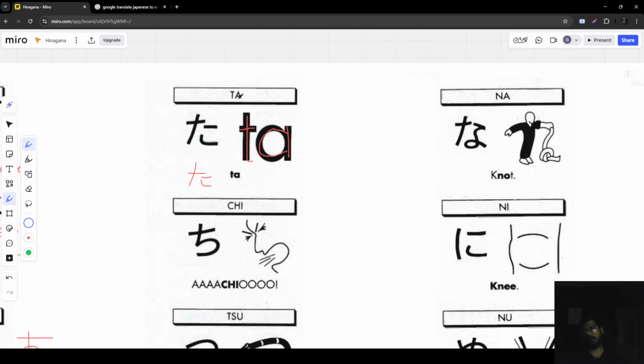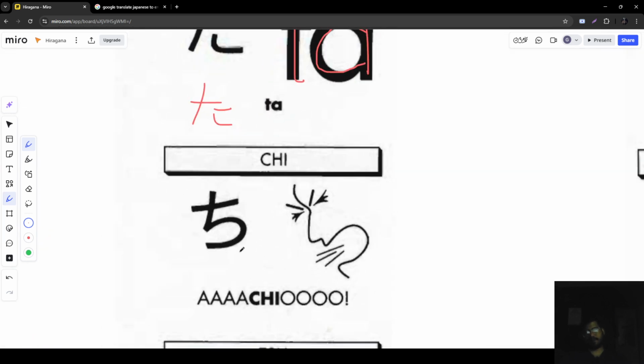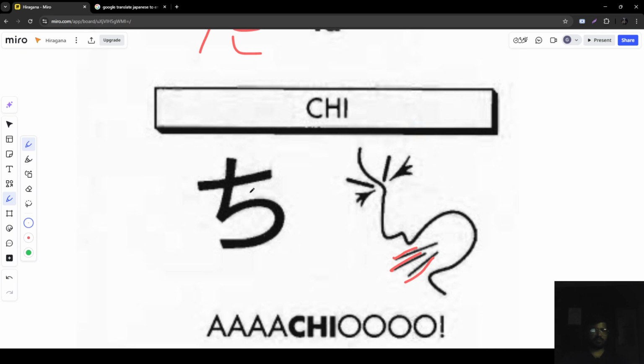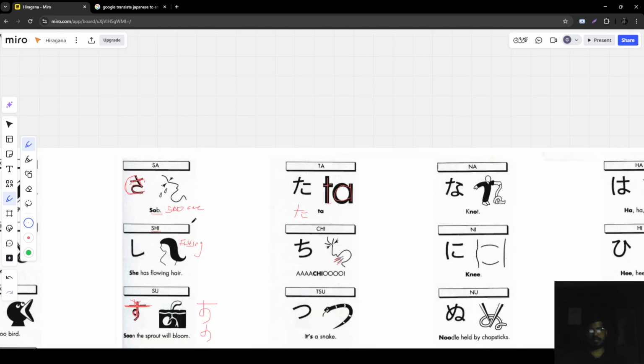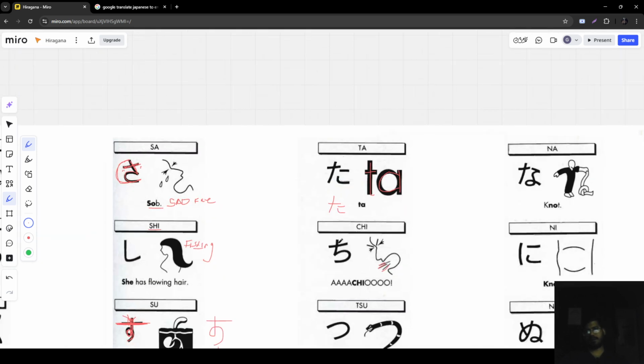पर ता के बाद जो है ती नहीं आता, ची आता है. ची. ची आता है ता के बाद. तो ची को कैसे याद रखोगे? अब ये है चीखने का पैटर्न. कोई तो चीख रहा है, अच्छू, अच्छू, अच्छू, चीखने की आवाज है. जैसे हमने पिछली बार सा में देखा था सैड फेस, ये रहा सैड फेस. तो यहाँ पर वैसे ही चीखना है.